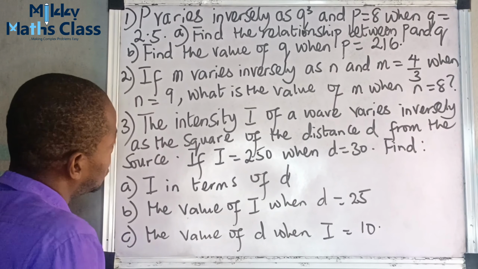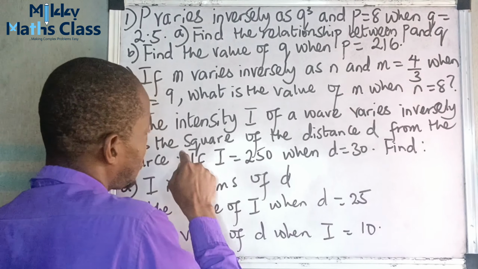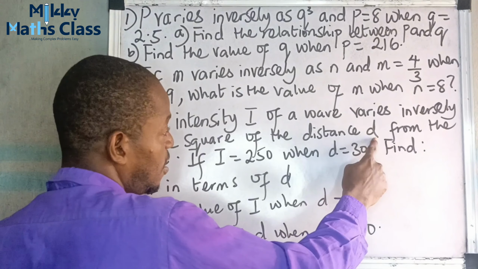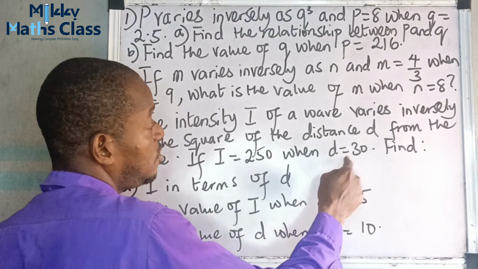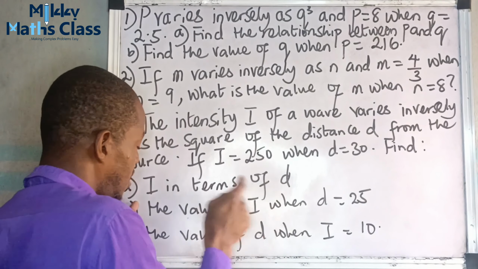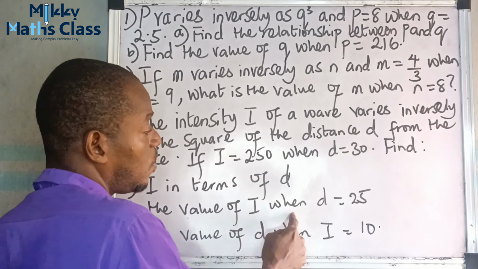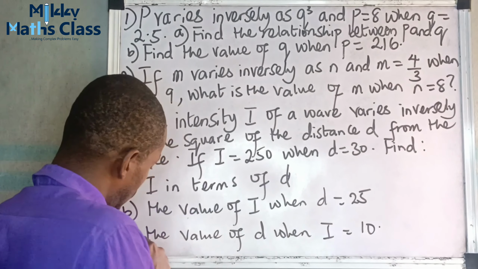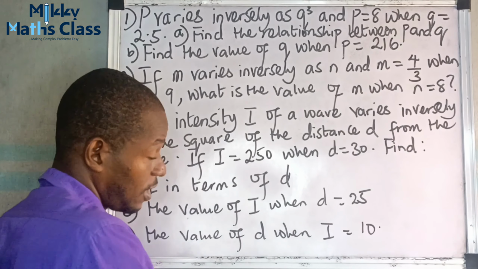And the last one, but not the least, the intensity I of a wave varies inversely as the square of the distance d from the source. If I is 250 when d is equals to 30, find the first one, I in terms of d, that's make I the subject of the formula. The second one, the value of I when d is 25. And the last one, the value of d when I is 10.